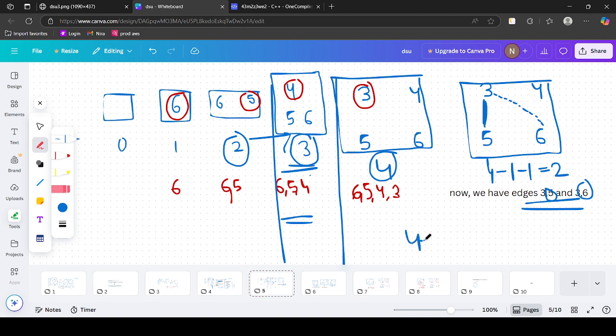So reduce one connected component, because initially it is like this. Initially it is 2, but now we are connecting this 2. So obviously the connected component is now 1, so reduce 1. So now the answer is 3.